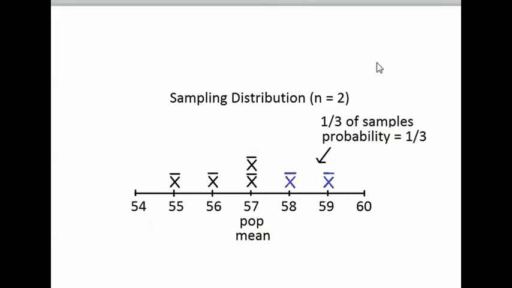In this graph, we can see that 1/3 of the possible samples have a sample mean that's above 57. That's why if you randomly select a sample of 2 people from the population, the probability of getting a sample with a sample mean above 57 is 1/3.